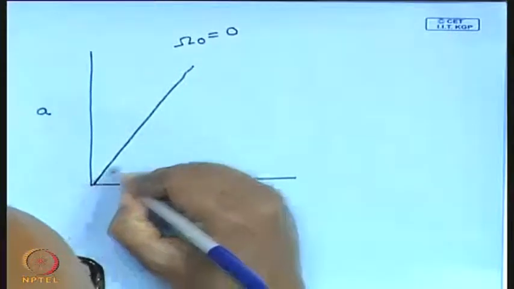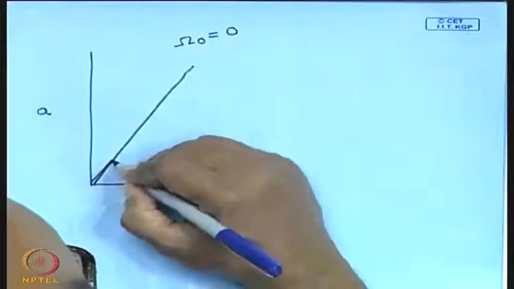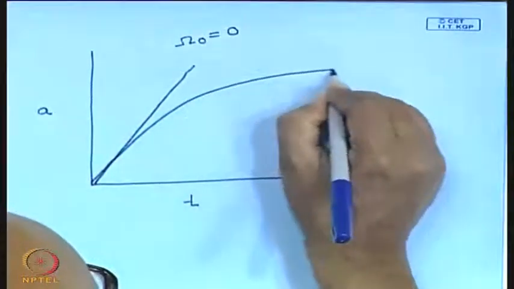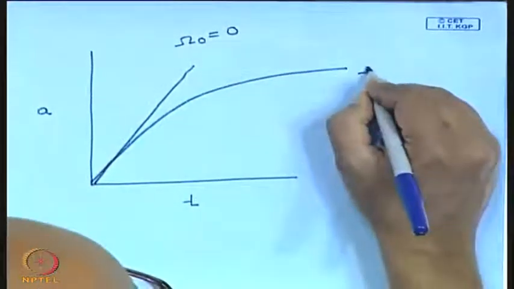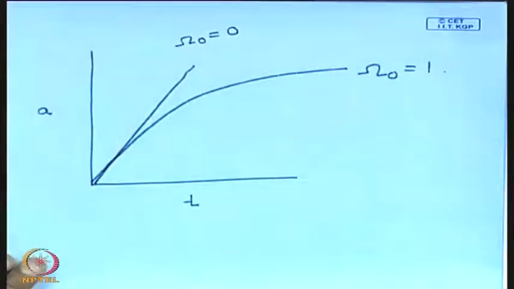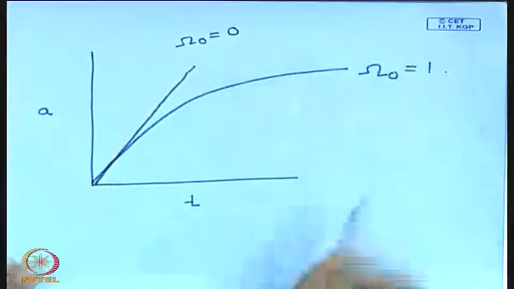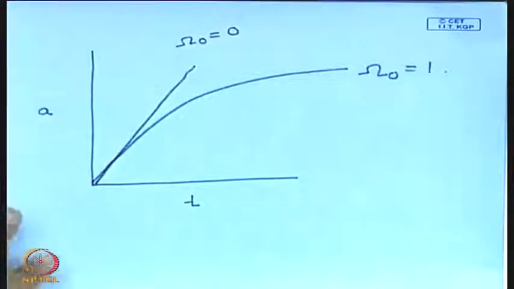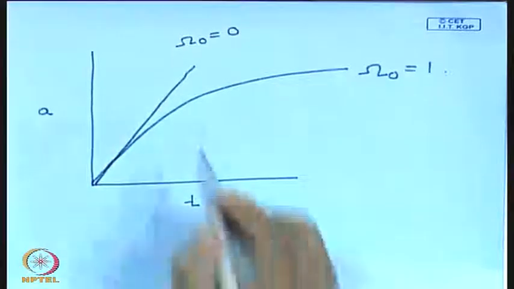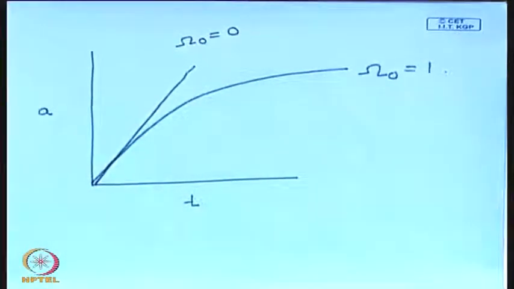We can draw the nature of the curve. So, let us draw the nature of the curve. The nature of the curve will look like this. This is omega naught equal to 1, and it will become flat as you approach infinity, because the slope of the curve, A dot, goes as 1 by t to the power 1/3, and as t goes to infinity that goes to 0. So, the slope will approach 0 as t goes to infinity. So, that is the omega naught equal to 1 model.